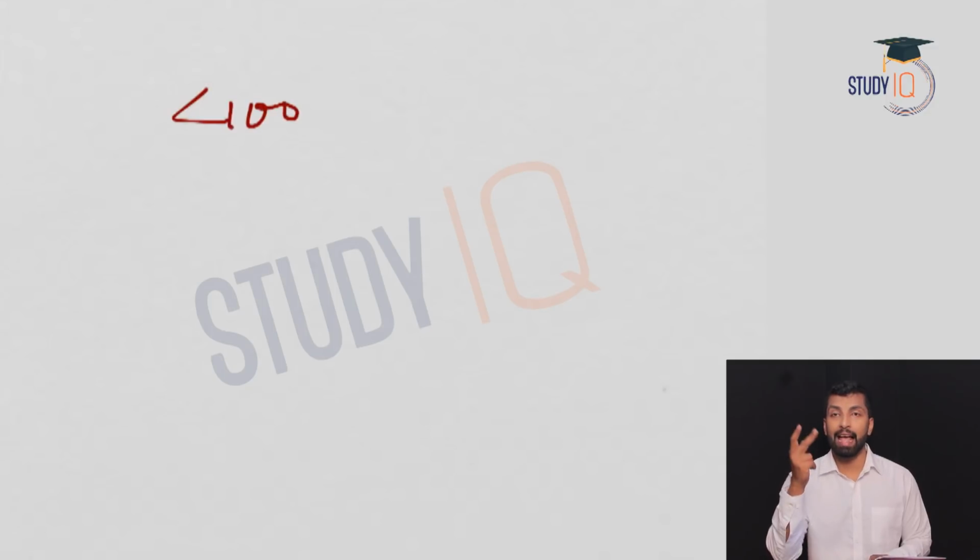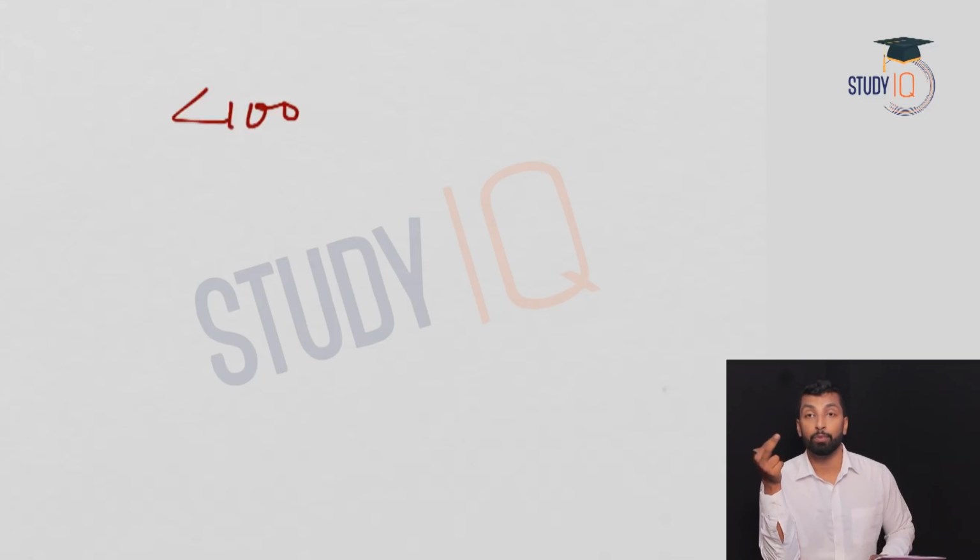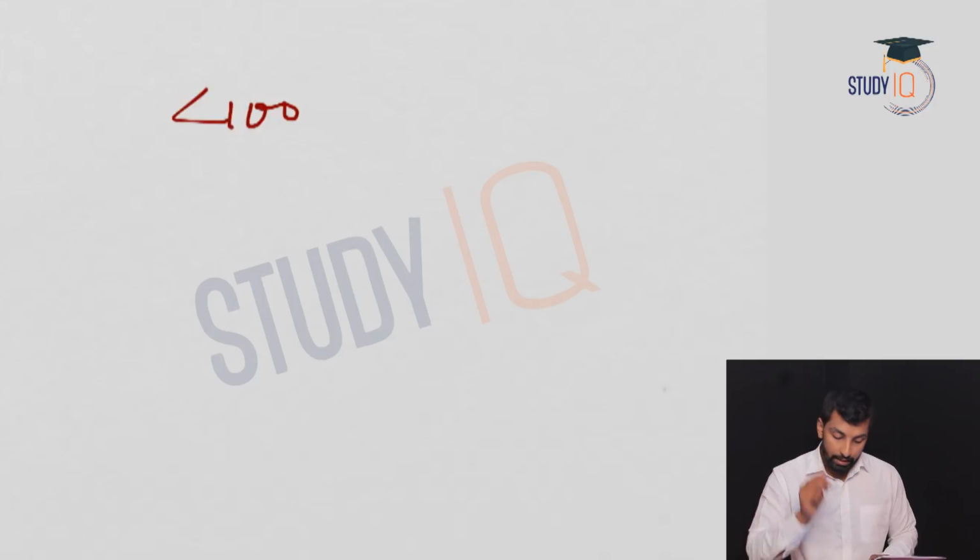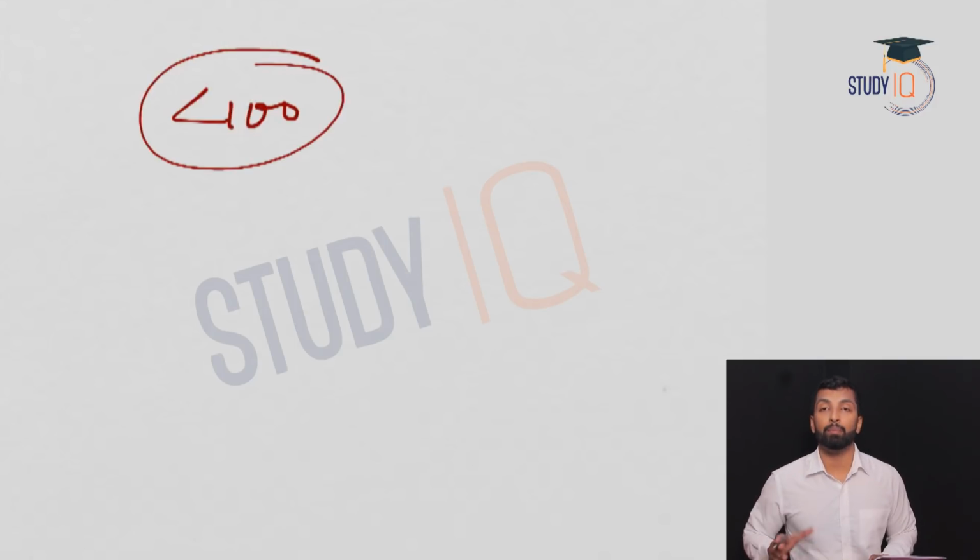How many numbers less than 100 have exactly 2 factors? So what do you mean by exactly 2 factors? I'm talking about which number? Prime number. So prime numbers have exactly 2 factors, 1 and that number itself. So what does this question mean? How many prime numbers are there less than 100? You can find it manually. I give you the answer: 25.